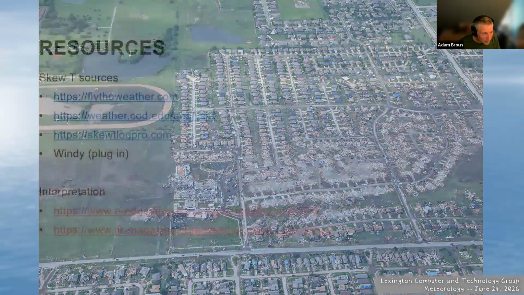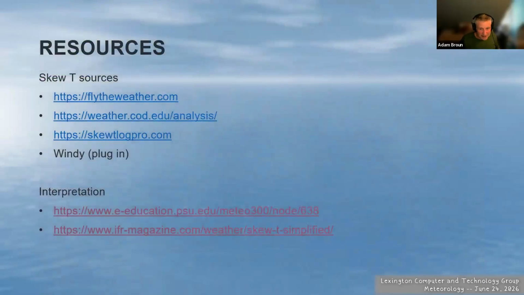Okay, so I'm going to close out. If this was interesting, great. Here are some resources. I'm happy to send this presentation to someone so it can go on the website. There are different sources that you can get SKEW-Ts from. I showed you flytheweather.com. There are some others as well.